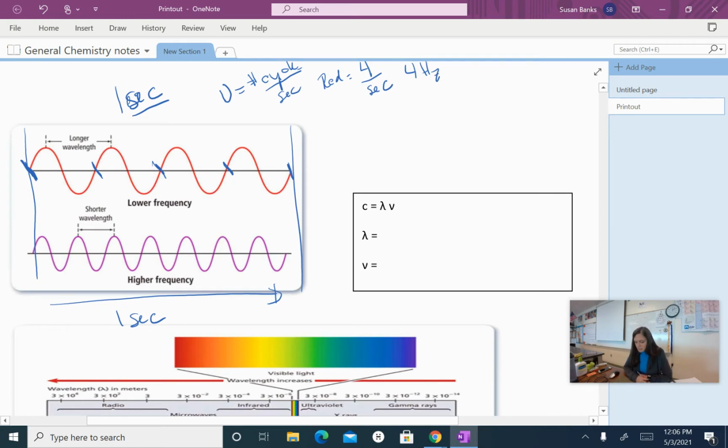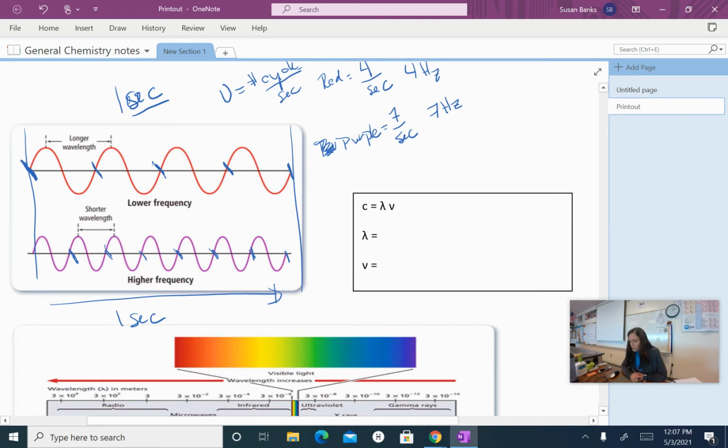Okay, let's look at this purple line. Let's count how many cycles we have here. We have 1, 2, 3, 4, 5, 6, 7. We have 7 cycles. So the purple or the violet line, I can't spell, purple wavelength has 7 cycles per second. So we could also say that as 7 hertz.